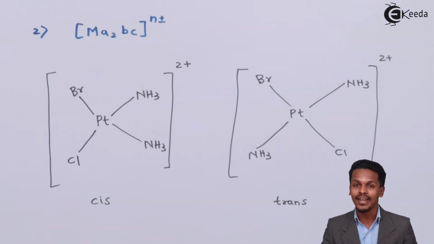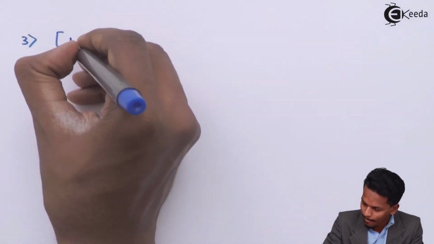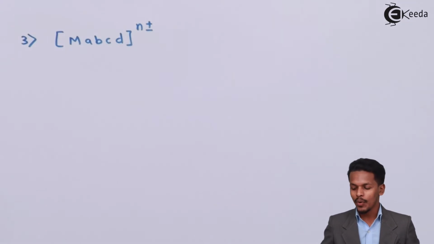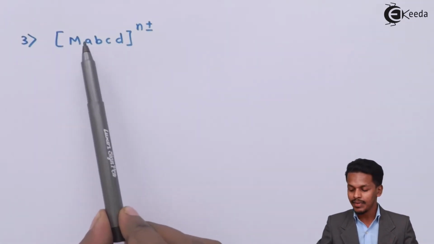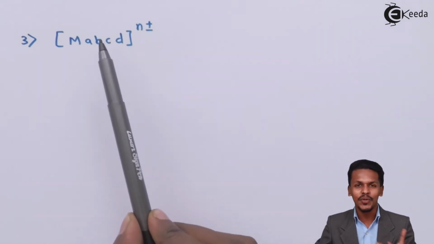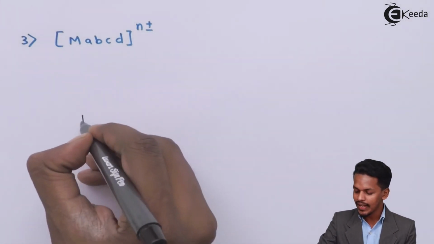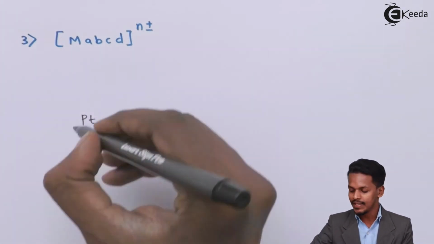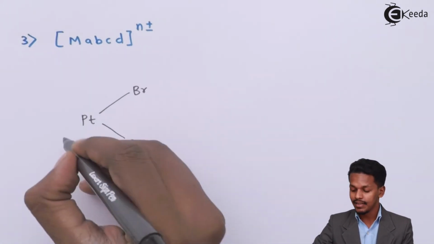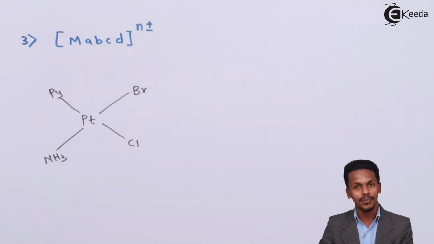So that is the second one, and now let me talk about the third and the fourth type. The third type I'm going to talk about is M, that is nothing but the central metal atom, where the ligands are A, B, C and D. So all the ligands are different with respect to each other. Suppose I am giving you an example, where platinum is present at the center, and the ligands are Br, Cl, NH3, and pyridine as a ligand.